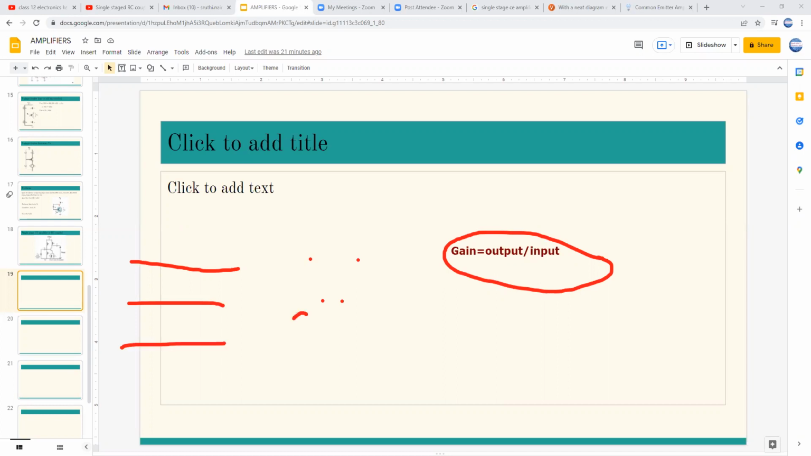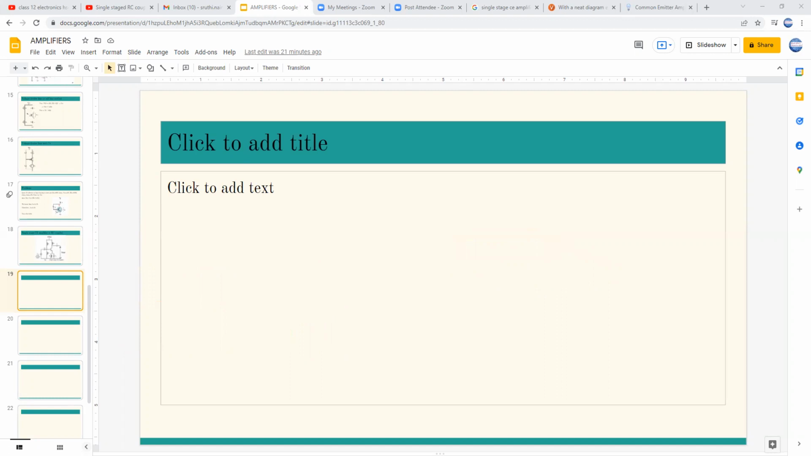Power gain is voltage gain into current gain. Okay, it is multiplication. Voltage gain into current gain. Fine. Clear? AV into AI. Is that clear? Fine. So these are the three formulae you need to remember.